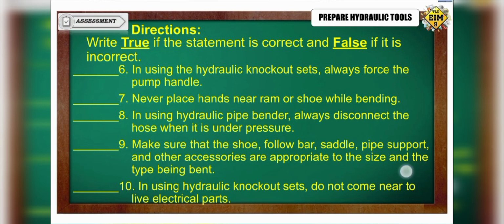Number 9, make sure that the shoe, follow bar, saddle, pipe support, and other accessories are appropriate to the size and the type being bent. And for the last question, number 10, in using hydraulic knockout set, do not come near to live electric parts. Okay, so tomorrow class, I will give you time to answer this activity via Google Form in our follow-up discussion.